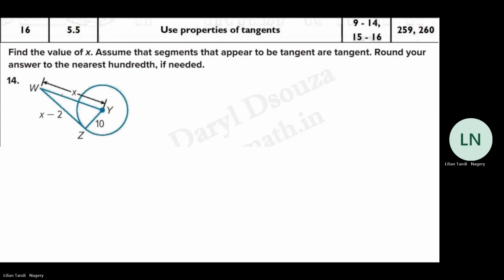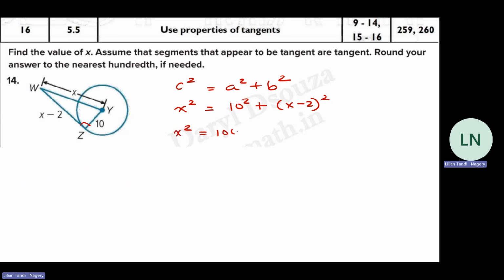Okay? All right. So c squared, at 90 degrees is where the radius and the tangent are meeting. C squared equals a squared plus b squared. C squared is x squared. A squared is who? 10 squared. And b is x minus 2, squared. So x squared equals 100 plus, I'm going to use the Kanun.